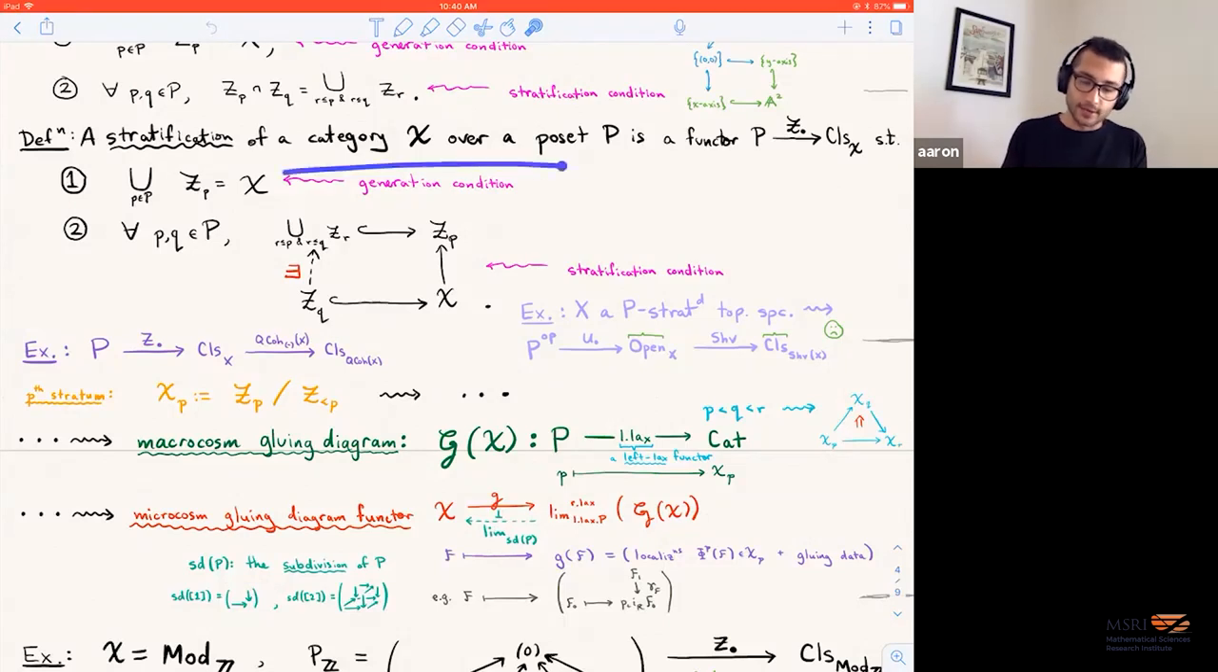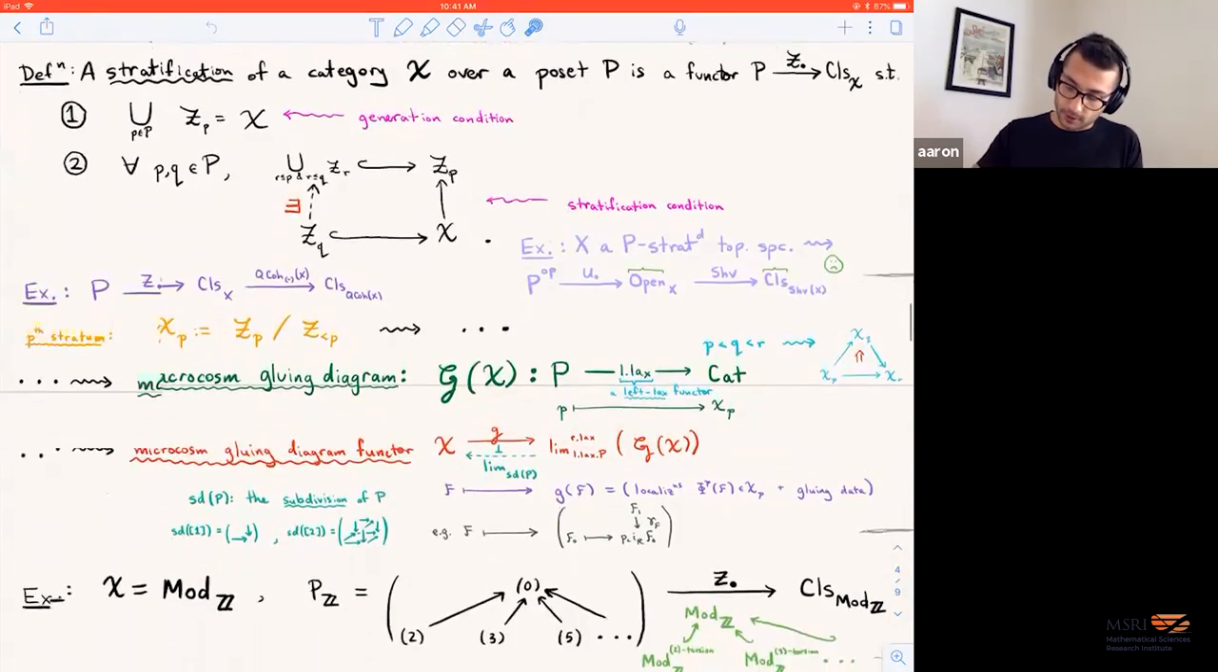So again, I stratify my category. I get these strata. They are related by gluing functors. Those gluing functors assemble into a left lax diagram of categories shaped over the poset. There's a comparison functor from the category to the right lax limit, which is an elaboration of the definition that I gave earlier. So let's do an example.